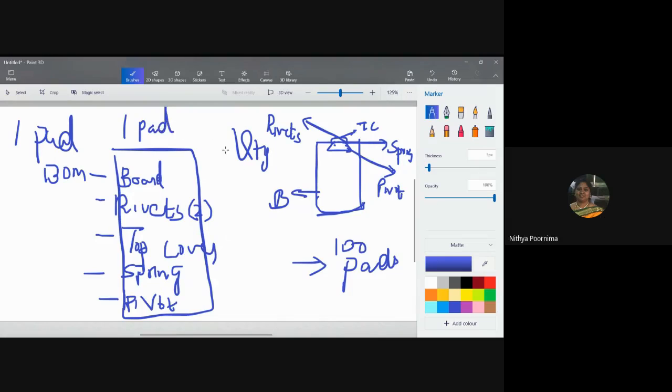For 100 boards, are you capable of understanding what I'm trying to tell? Yes, ma'am. For one pad, I have prepared the BOM as this one.